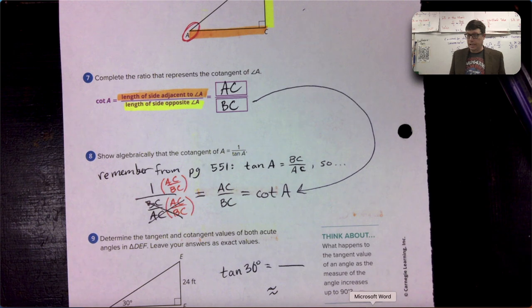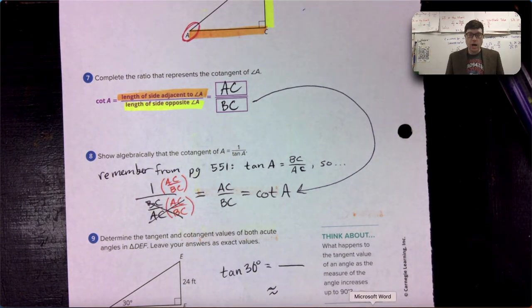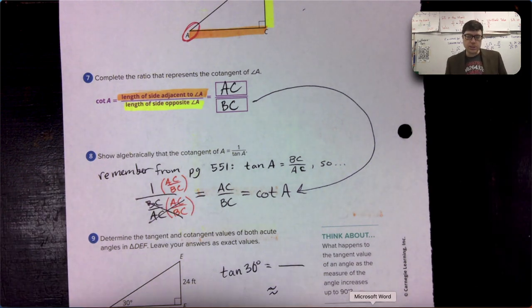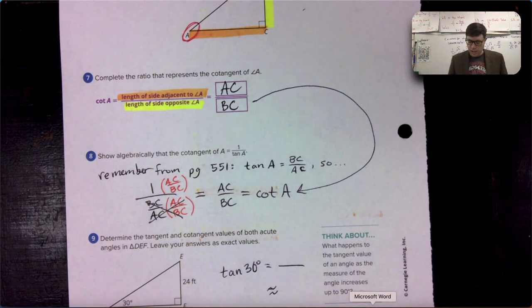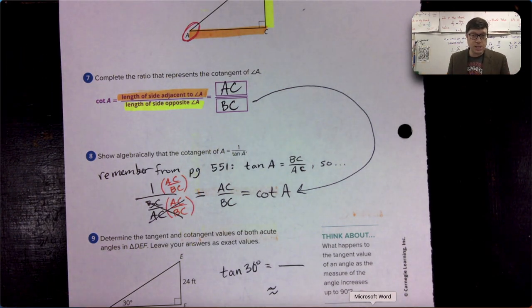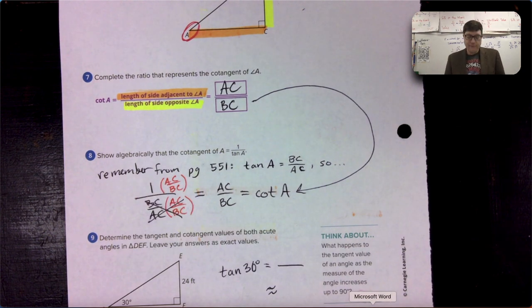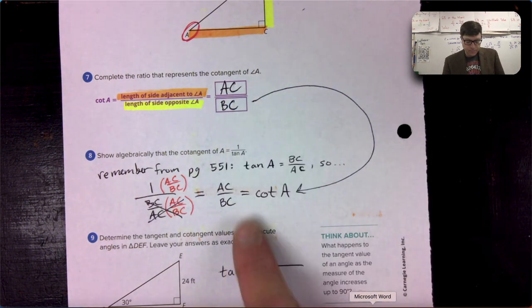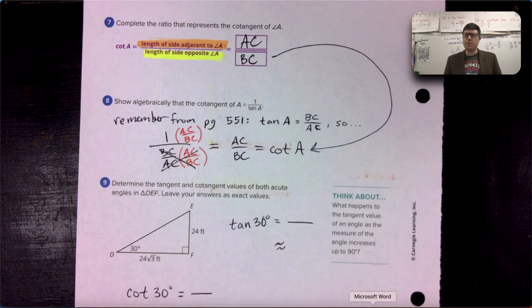So technically, cotangent is just the reciprocal of tangent. They are reciprocals. A reciprocal means a flipped fraction. And then when you multiply them together, multiplying a fraction times its reciprocal, you get an answer of 1, which would also happen here if I multiplied AC over BC times BC over AC from the tangent. Let's actually put this into practice.